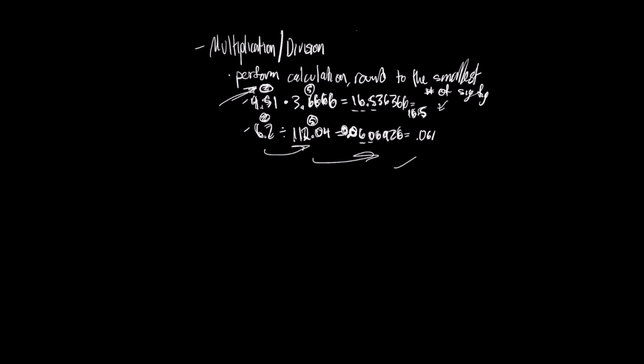But again, we have to round to the right number of sig figs. There are 2 sig figs in the smallest number, so we need to round to 2. So 0.061. Again, those are 2 sig figs, and we have just rounded the division of significant figures correctly.